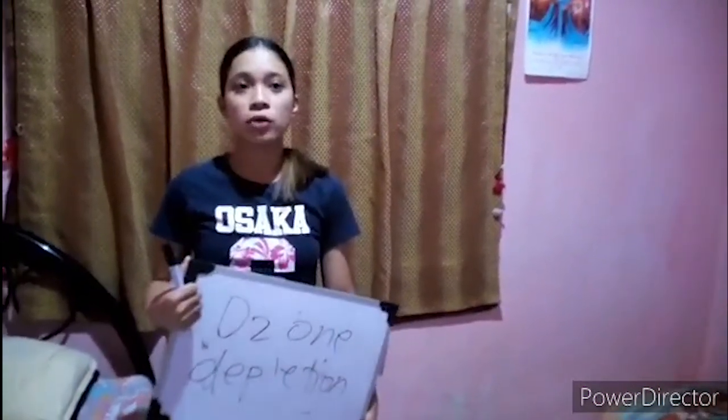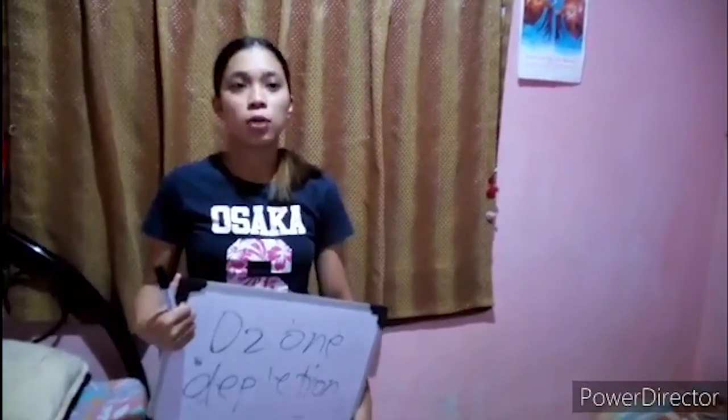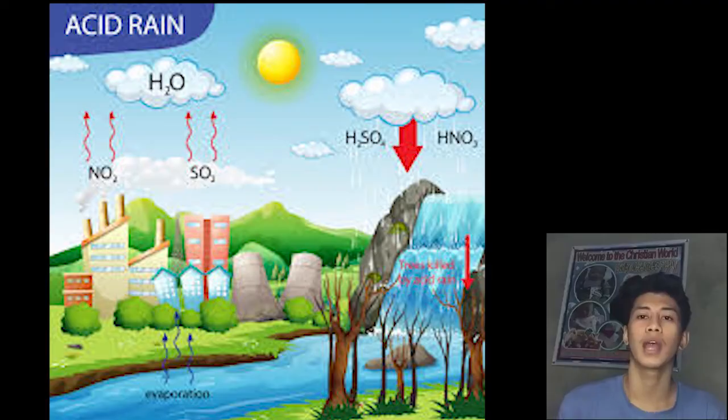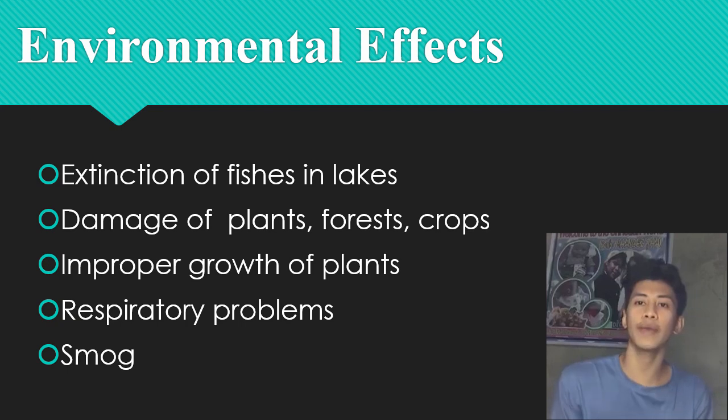So now let's talk about the natural causes. Volcanoes release large amounts of chlorine. Atmospheric problem: acid rain. Acid rain is a mixture of sulfuric and nitric acid. Wet deposition: rain, snow, hail, and fog. Dry deposition: gases and particles. Environmental effects: water and marine life, extinction of fishes in lakes.